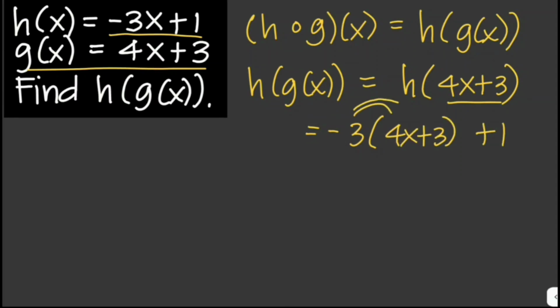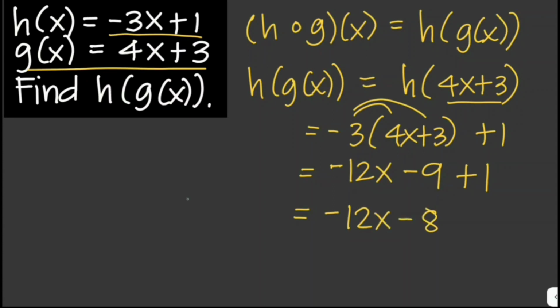And then we distribute -3 to the expression inside the parentheses. So that would be -3 times 4x, that is -12x, plus -3 times 3 is just equal to -9. So this is just -9 plus 1. Then simplifying this would be -12x minus 8. So this is our h of g of x.